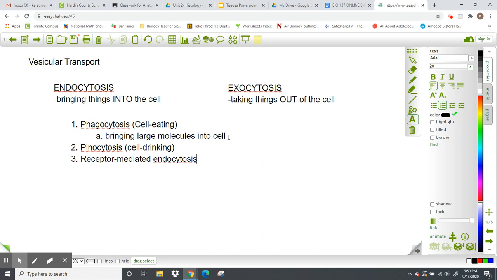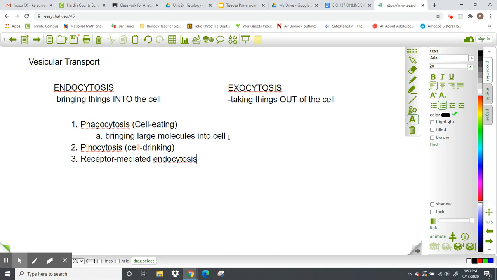Okay, there's a really good picture of this on page 95 in your book. Once those extracellular molecules attach to the receptors, it's going to cause a little pit to form. That's that invagination of the cell membrane. Eventually it's going to close itself off, and then that vesicle is going to be inside of the cell. So whatever was in those receptors gets brought into the cell in that way. Okay, so that's receptor-mediated endocytosis.